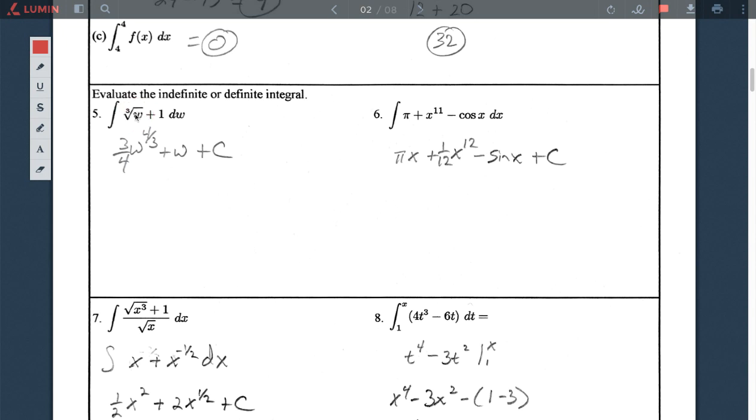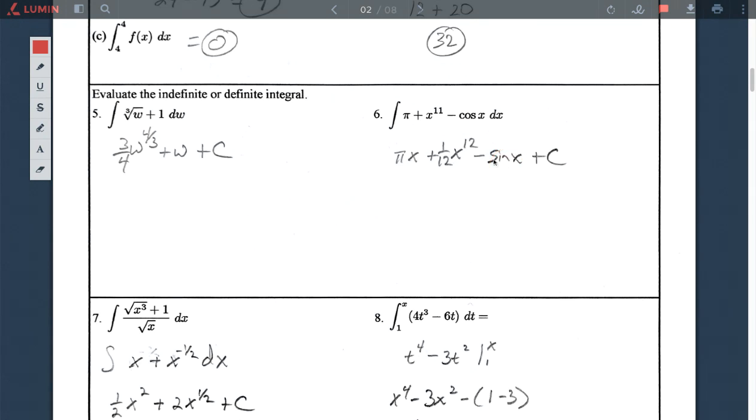On this one, make sure you change it to w to the 1/3 before you integrate. So 1/3 plus 1 gives me 4/3. Multiply by the reciprocal. 1 turns into w, and then don't forget the plus c. Pi is nothing more than a number, and when I integrate a number, I just add the variable, so that gives me pi x. 11 plus 1 gives me 12. Turns into 1/12 in front.